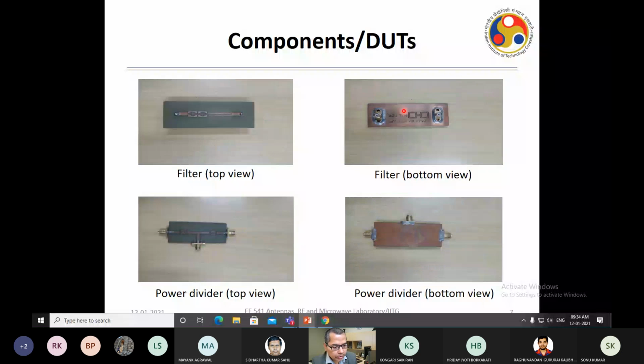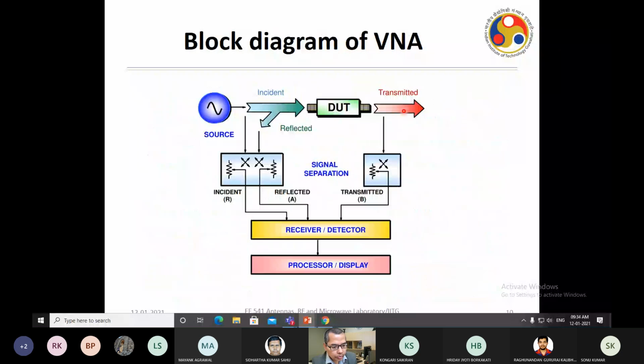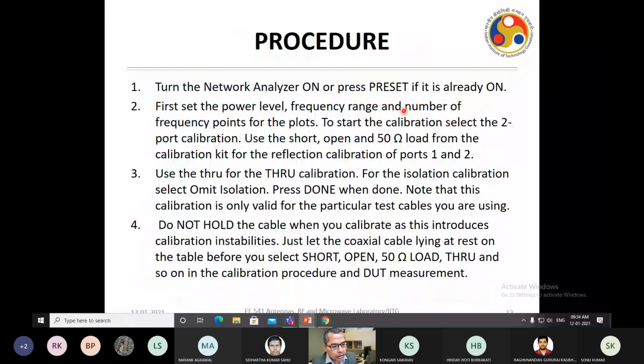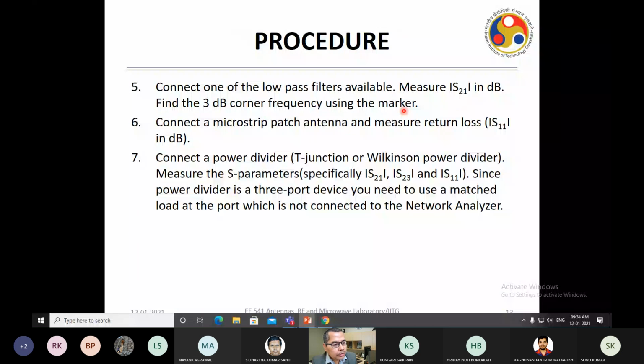So basically, the measurement here using the network analyzer is very simple. You just have to know which button to press, and the demonstration will be done by the staff who are assigned to this lab. So from there you can clearly understand.